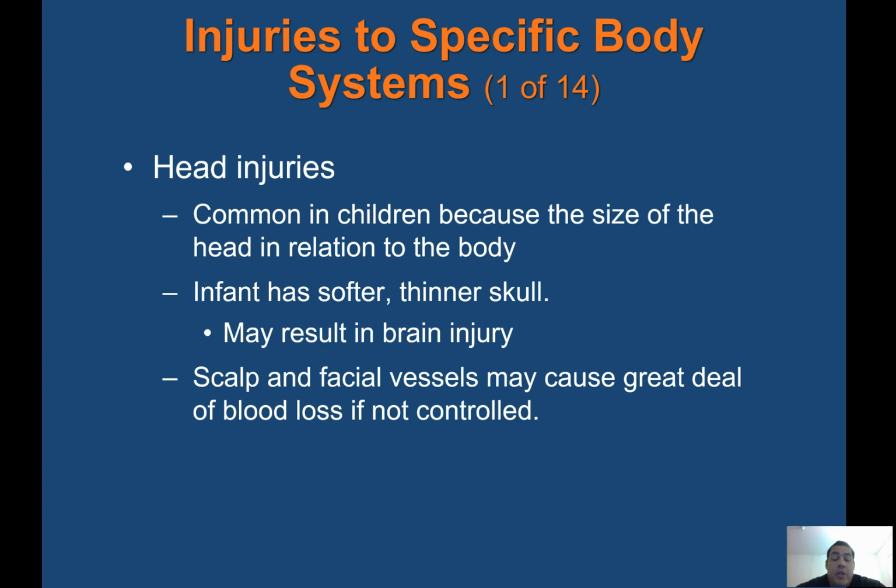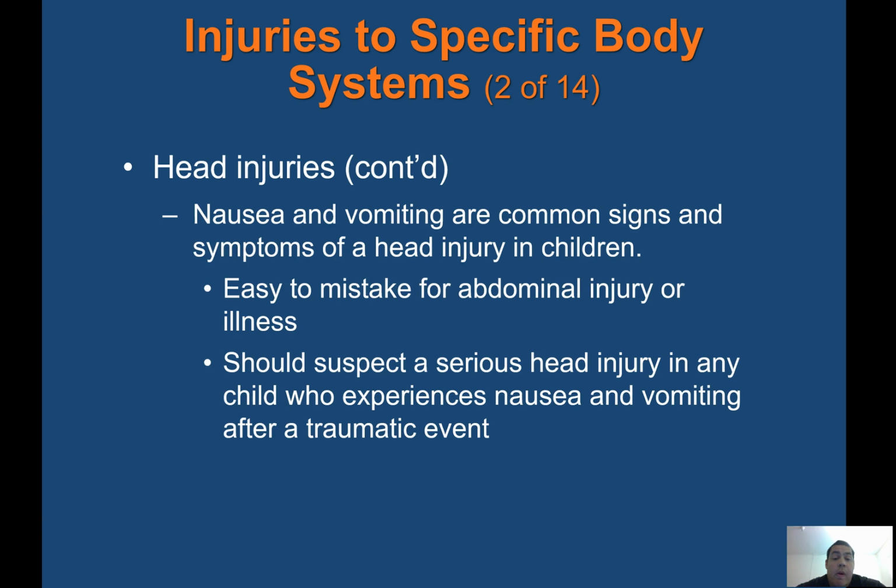Head injuries are common in children because of the size of the head in relation to the body. An infant has a softer, thinner skull, which may result in brain injury. Scalp and facial vessels may cause a great deal of blood loss if not controlled. Nausea and vomiting are common signs and symptoms of head injury in children, and an easy mistake for abdominal injury or illness. Suspect a serious head injury in any child who experiences nausea and vomiting after a traumatic event.